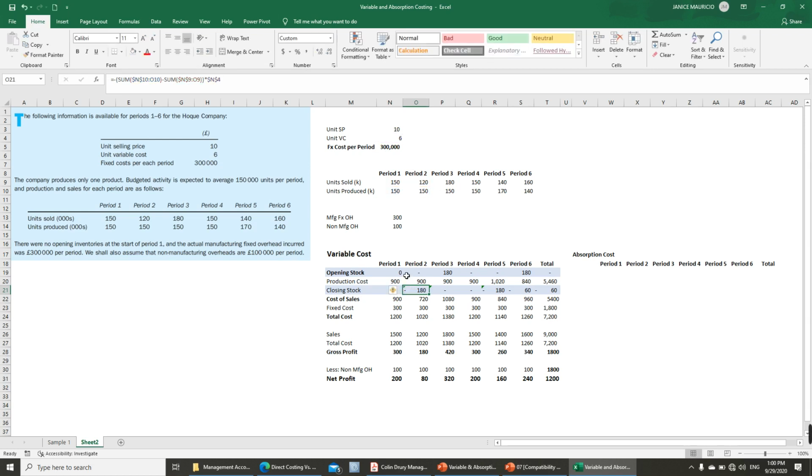So you see here that the closing stock is just multiplied by the unit variable cost. Okay? Now, getting the cost of sales, we learned it from basic accounting.